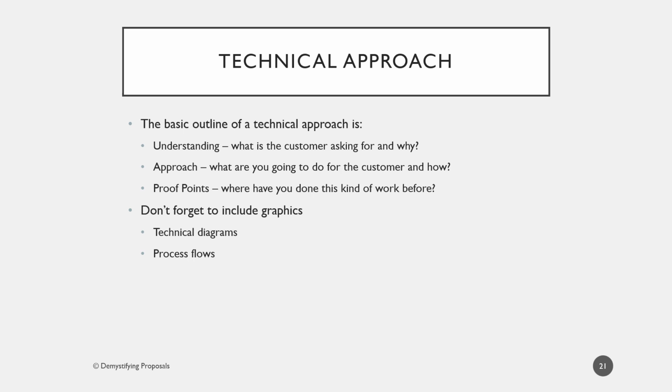So the basic outline of a technical approach is, for each task, an understanding: what is the customer asking for and why? An approach: what are you going to do for the customer and how? That how is really important. And then proof points: where have you done this kind of work before? You don't have to have a proof point for every step in your approach, but you're going to need some proof points to shore up that your approach has been done before and you know how to do it.